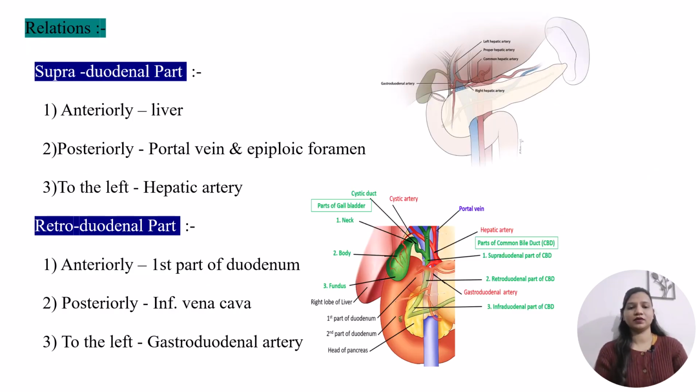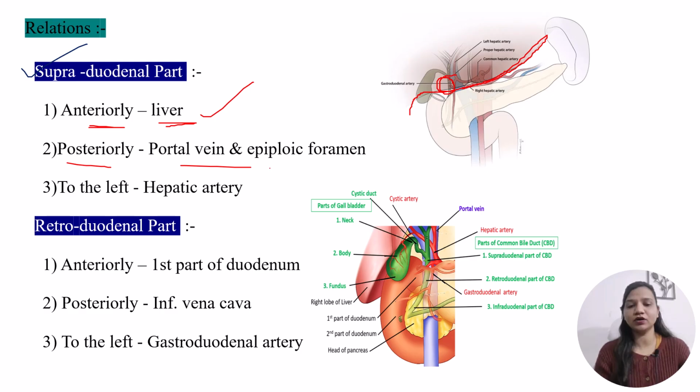Moving on, now let's see the relations of each part. The first is the supraduodenal part. The supraduodenal part is anteriorly related with the liver, as you can appreciate here in this picture. You can see the margins of the liver here. So this part is anteriorly related with the liver, and it is posteriorly related with the portal vein and the epiploic foramen.